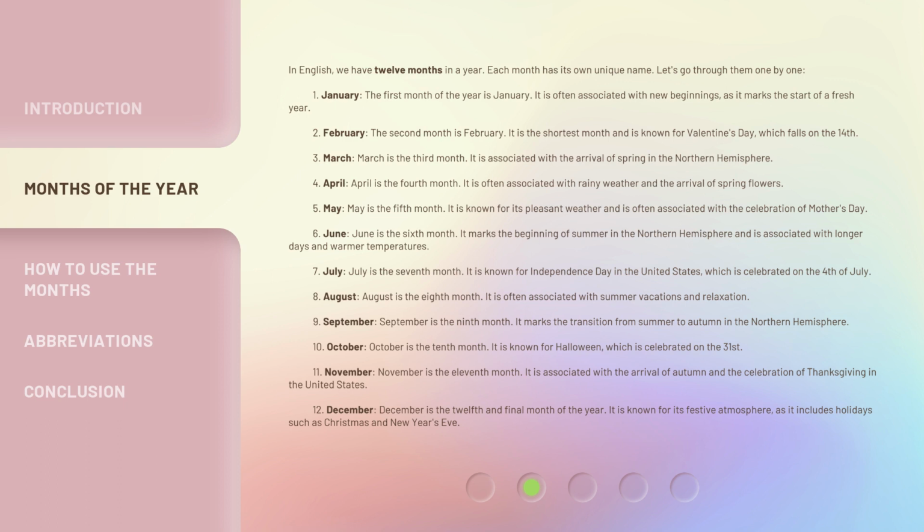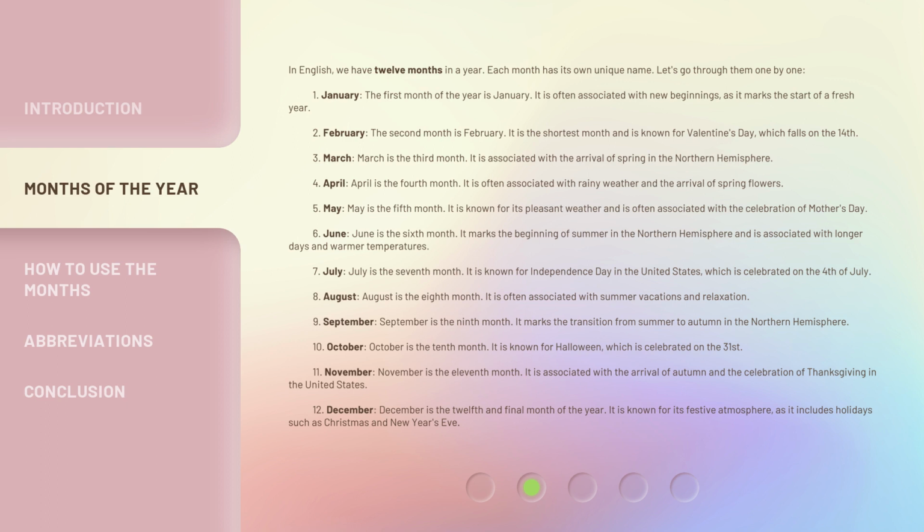8. August. August is the eighth month. It is often associated with summer vacations and relaxation. 9. September. September is the ninth month. It marks the transition from summer to autumn in the Northern Hemisphere. 10. October. October is the 10th month. It is known for Halloween, which is celebrated on the 31st.